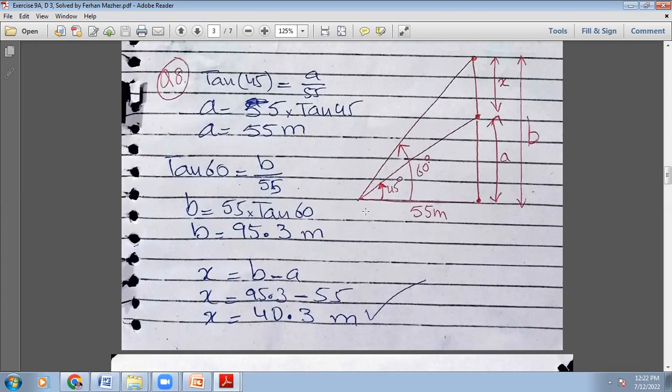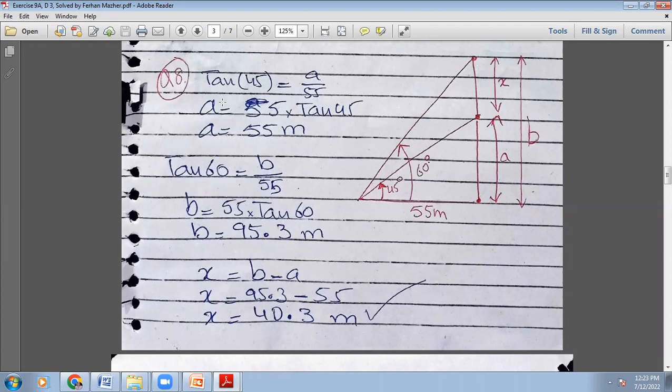Okay, so what will happen? I will first take this smaller right angle triangle and apply tan, and I will find the height A. And then I will apply the tan on the big right angle triangle and I will find B, and then from B I will subtract A. I will get the height of the castle.